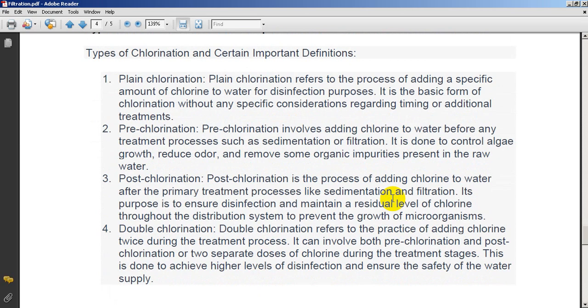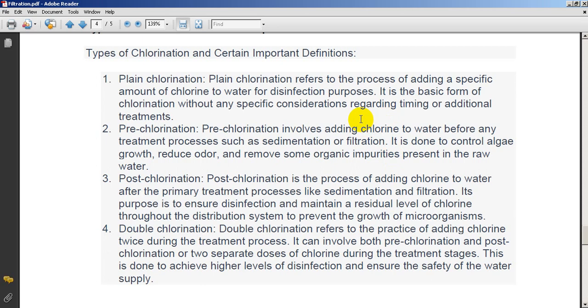3. Post-chlorination. Post-chlorination is the process of adding chlorine to water after the primary treatment processes like sedimentation and filtration. Its purpose is to ensure disinfection and maintain a residual level of chlorine throughout the distribution system to prevent the growth of microorganisms.